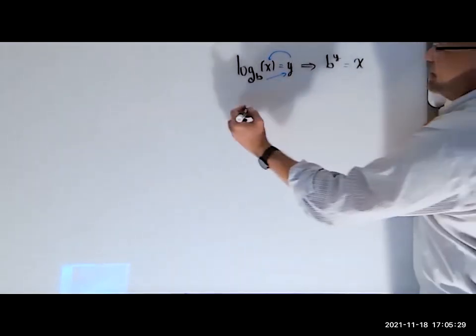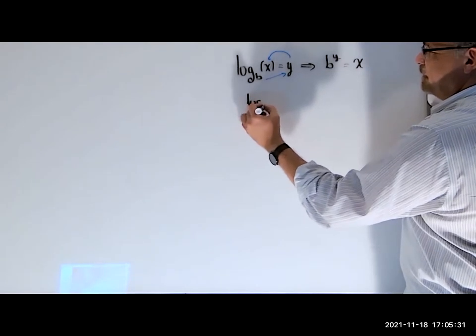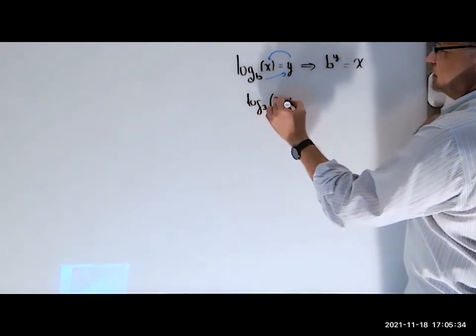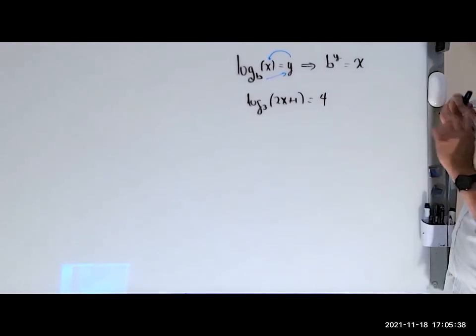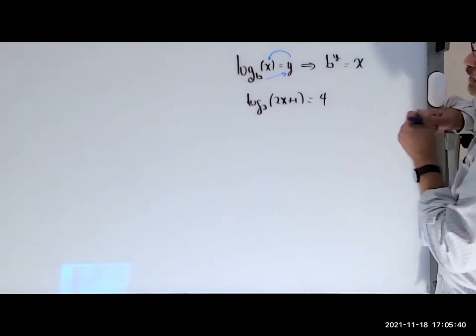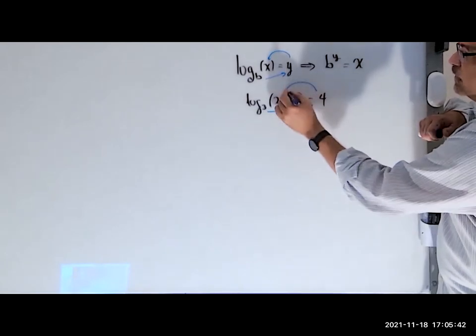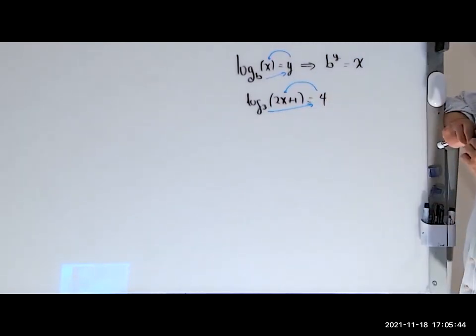So anyway, if I have, for example, log base 3 of 2x plus 1 equals 4, what do I do? It's going to be a big number. So we do what? 3 raised to the 4 equals 2x plus 1.